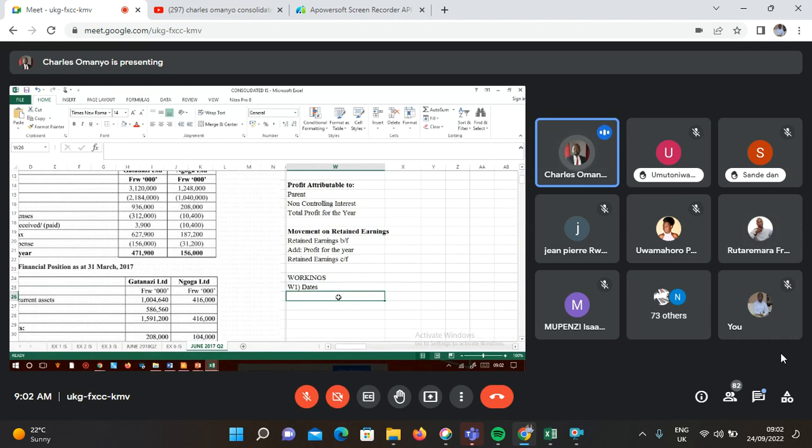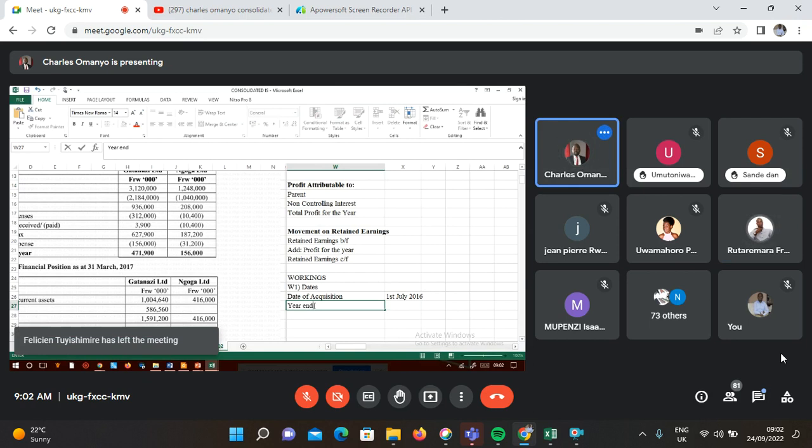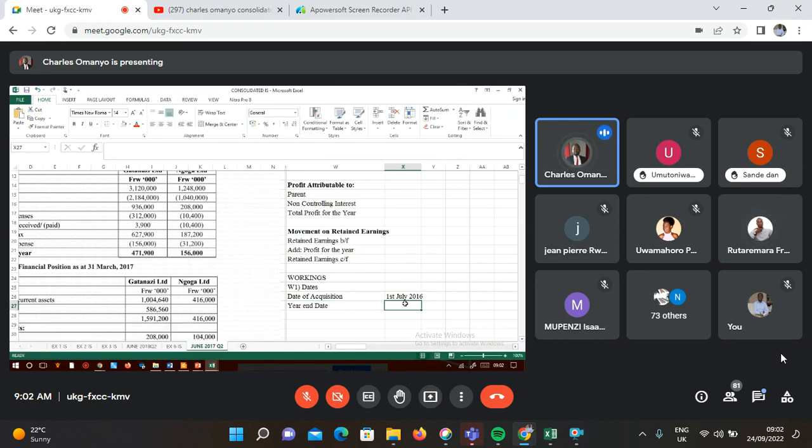What is the date of acquisition? You must note the date of acquisition. We learned it is 1st July 2016. What is the statement of financial position, or year end date? Our year end date is 31st March 2017.